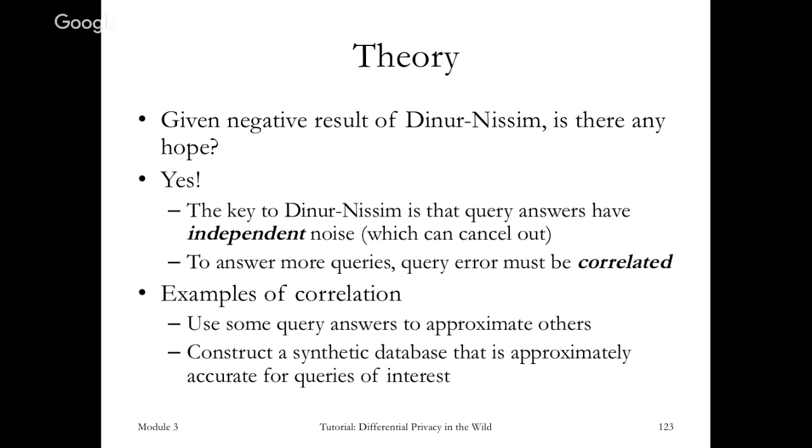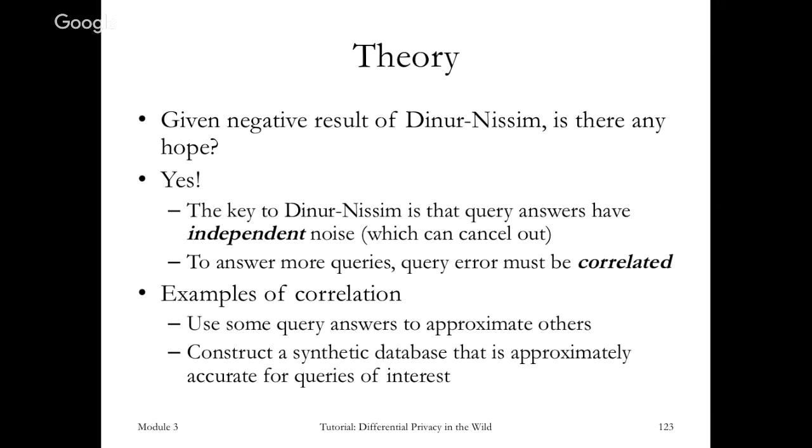The key is to recognize that the Dinur-Nissim result was under the model where the query answers had independent noise. The intuition is that if you're adding independent noise to each query answer, then that noise can cancel out in various ways, and that's the key to their attack.